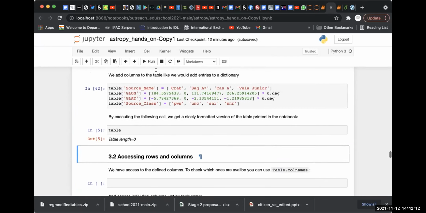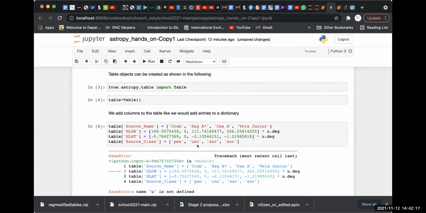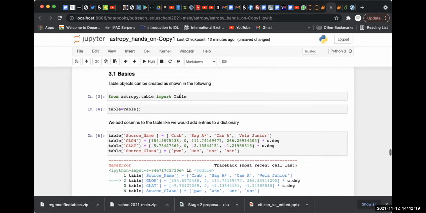I'm going to show it to you over here. Oh, I didn't run this, sorry. So I'll run this. U is not defined. What is not defined? One minute, I'll just do this again. And probably I should run all my import statements again.